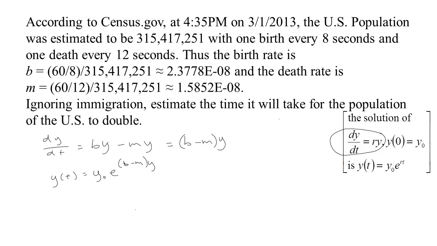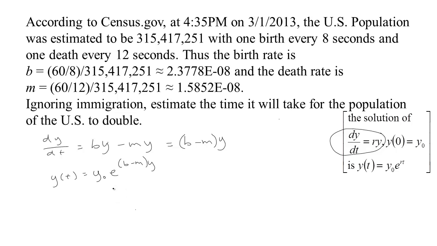You can see that in general, if the birth rate is higher than the mortality rate, then the population is going to grow exponentially. If the birth rate and the mortality rate are perfectly matched, then the population will just remain constant. And if the mortality rate is higher than the birth rate, then the population will decay exponentially over time.